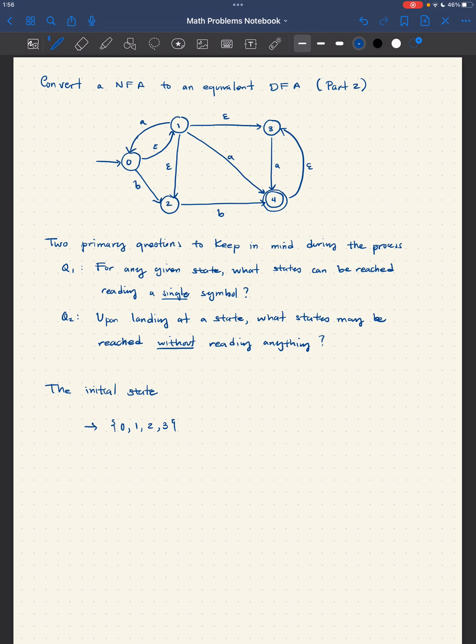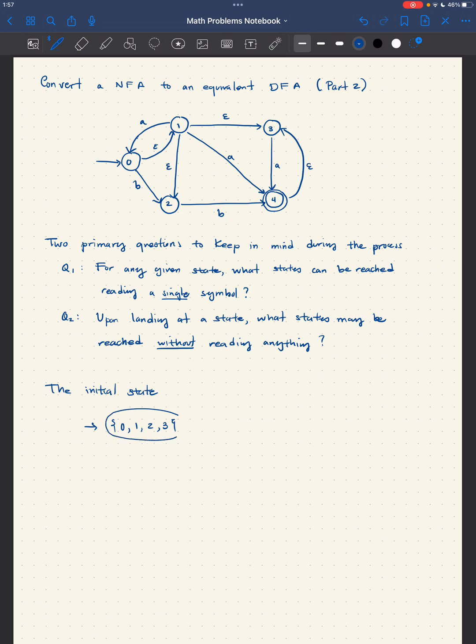We can stay, we can jump to 1, we can jump to 2 following this arrow, or we can jump to 3 by following this and following that. See, we're not reading anything at any moment. We're just asking what are the things that we can jump to directly. Okay, now, this is going to be our initial state because that's where we can start. So I'm going to signal that.